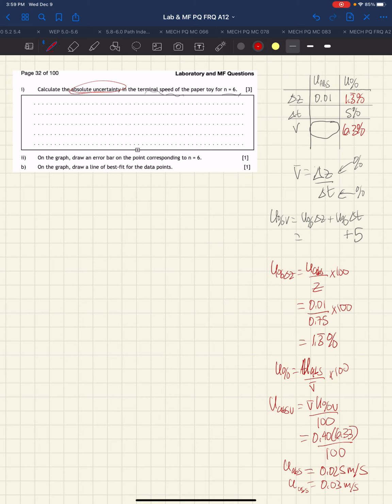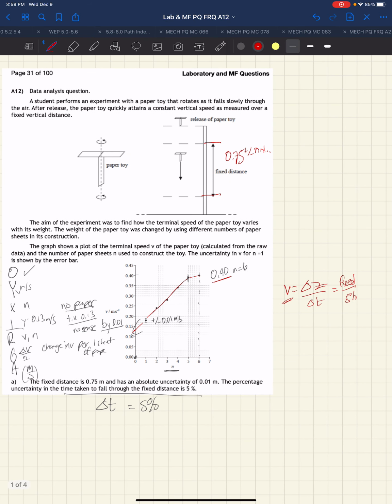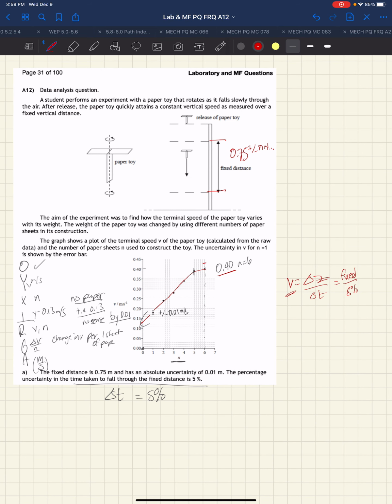Now we're asked to draw that error bar for n equals 6. So it's plus or minus 0.03, and we can see it goes that way and that way. As you've seen in the many graphs you've created in class, when you use a percent, the error bars get larger as x increases. That's what we'd expect to see here as well. And it's actually pretty large, that uncertainty that we get.